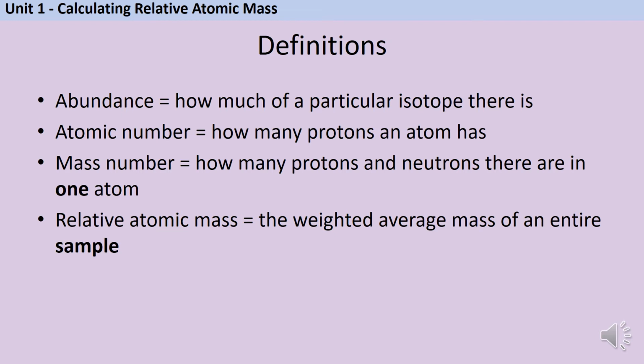That's its abundance. The atomic number is one of the 2 numbers given on the periodic table, and it refers to how many protons an atom has, and that is what defines which element it is. The mass number is the other number that you're likely to see on a periodic table square. For a particular atom, the mass number is defined as how many protons and neutrons it has. The relative atomic mass is similar to the mass number, but it's not for a single atom, it's for an entire sample. So if you have 2 different isotopes, then the relative atomic mass won't be an integer, it won't be a whole number.